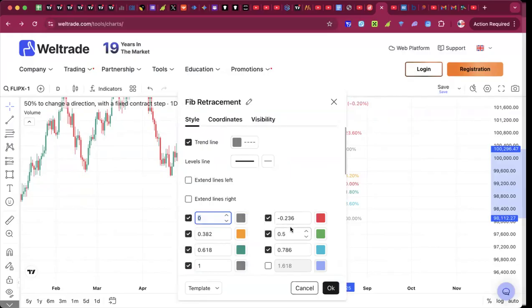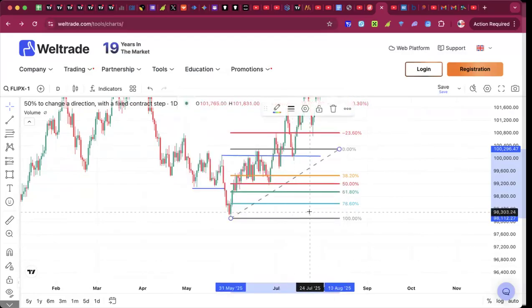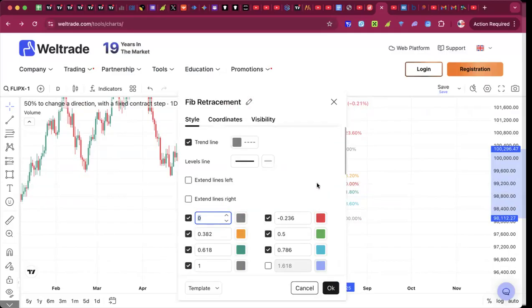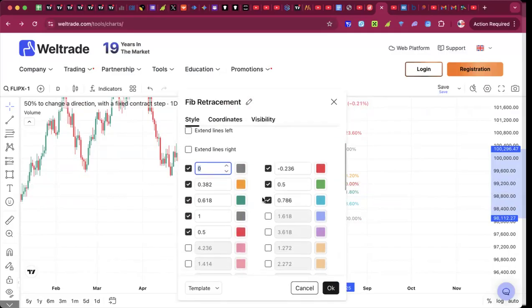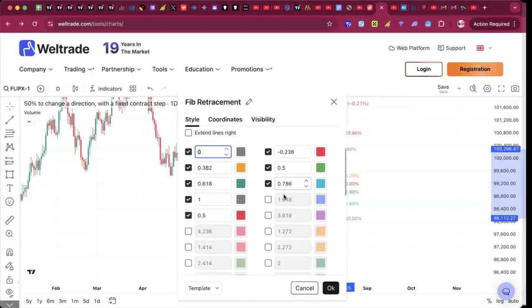I love giving my 50% ratio a green color. So I wonder what happened. 50% retracement to be green. What's going on here? How come I'm seeing red? Minus 0.5. Oh, okay. Minus.